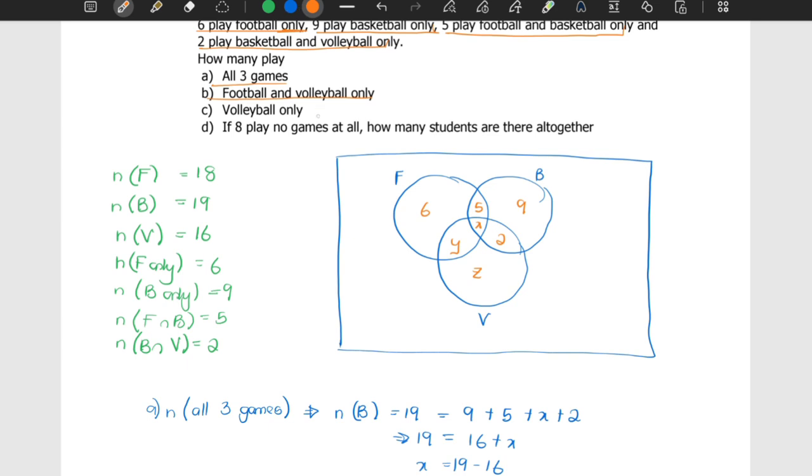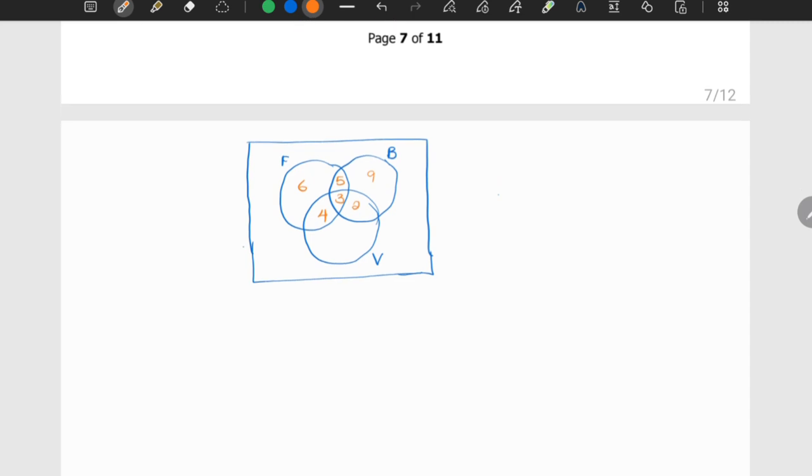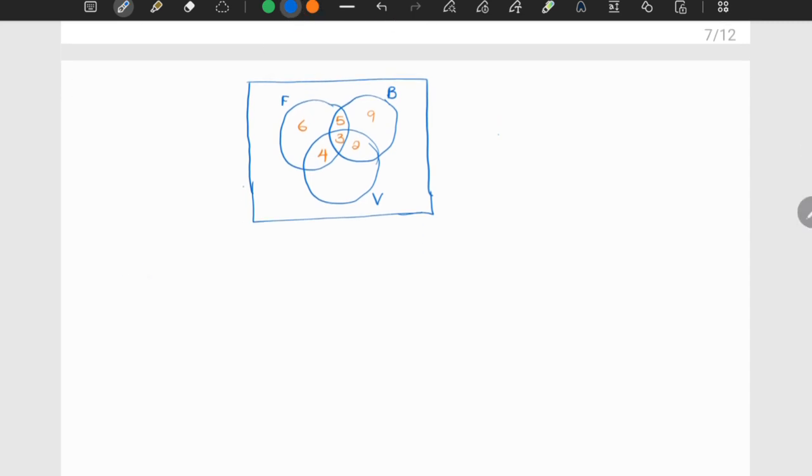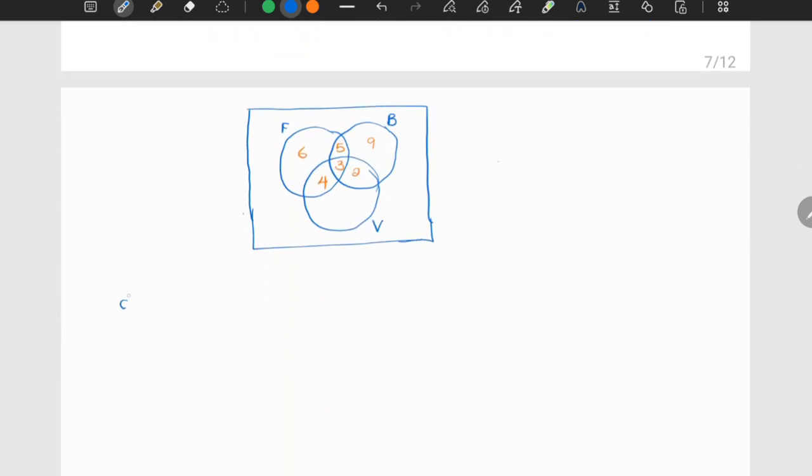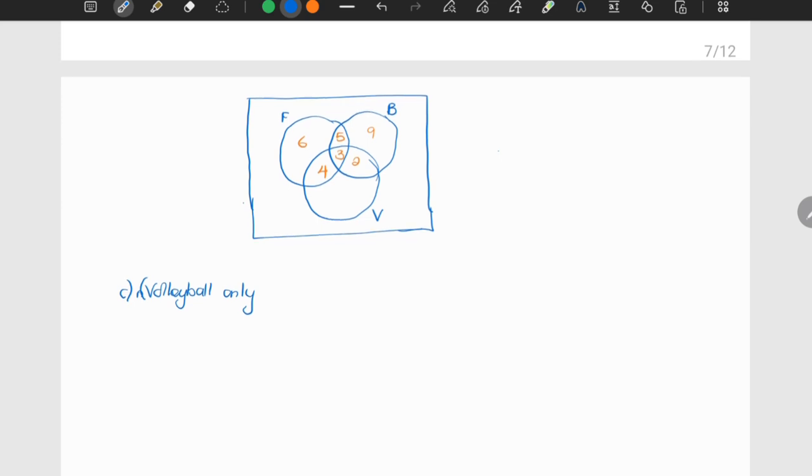Now we need to know how many play volleyball only. So that's part C. Yes, volleyball only. When we look at it, we have the total number of people who play volleyball. Number for volleyball, we are told, oh sorry, and this is the Z we're trying to find.